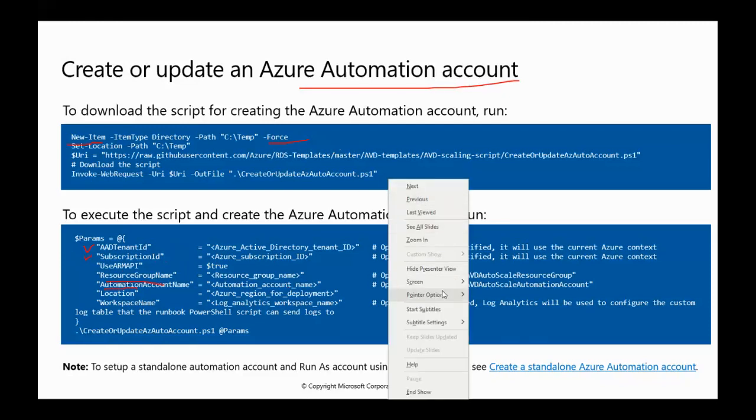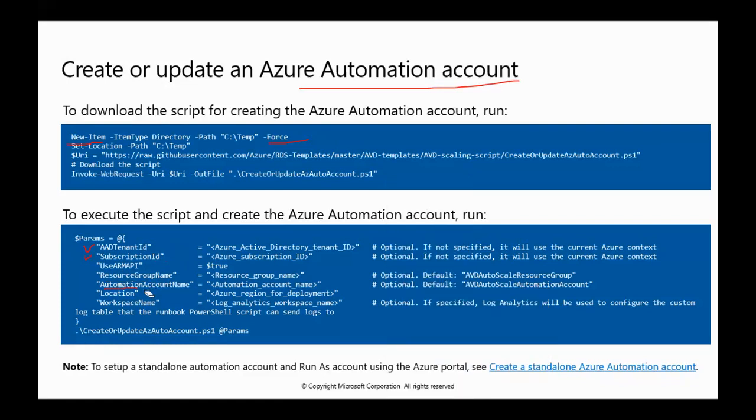Let me erase that so it will be much clearer for you. Okay, as you can see here, this is the automation account name. You display it here. Of course, all these, I will draw as much as I can a thin line around them. Oh, sorry.